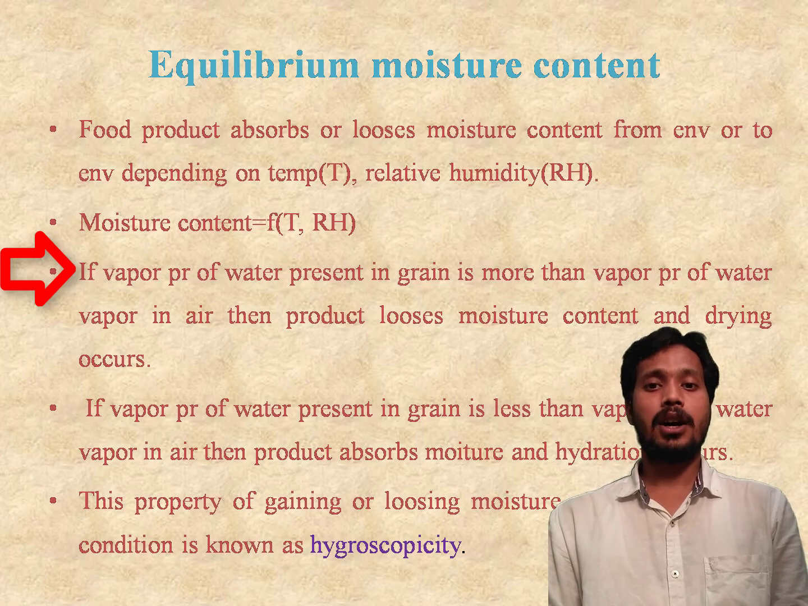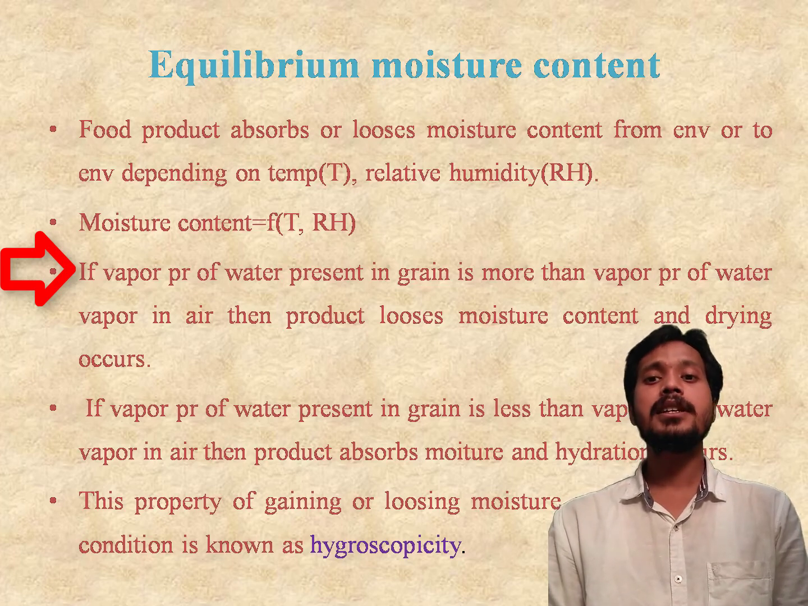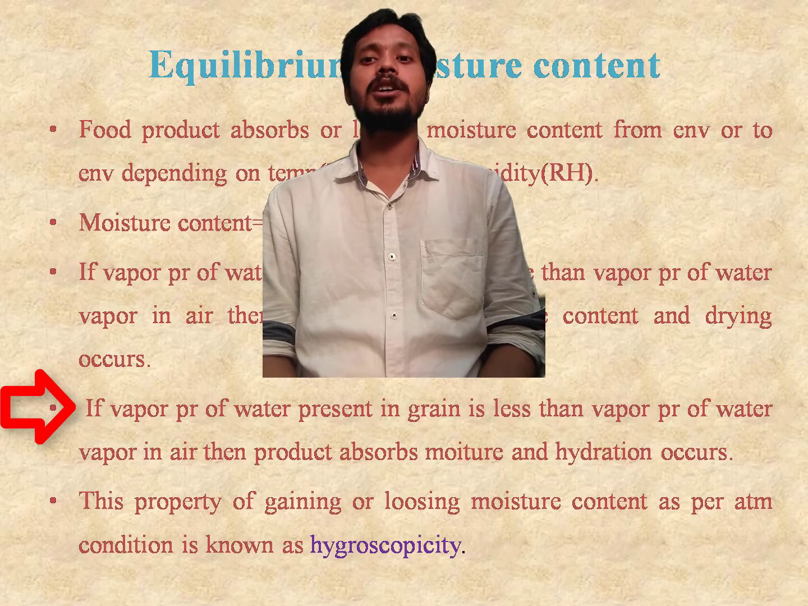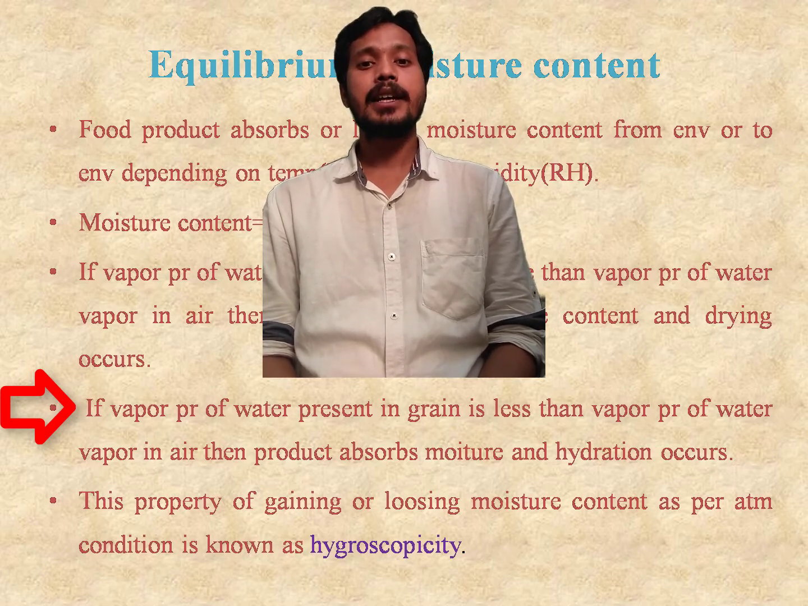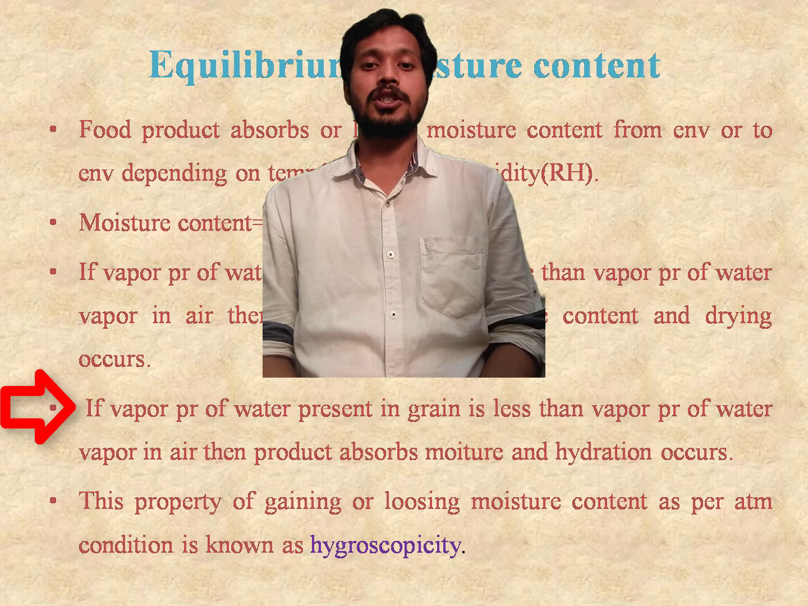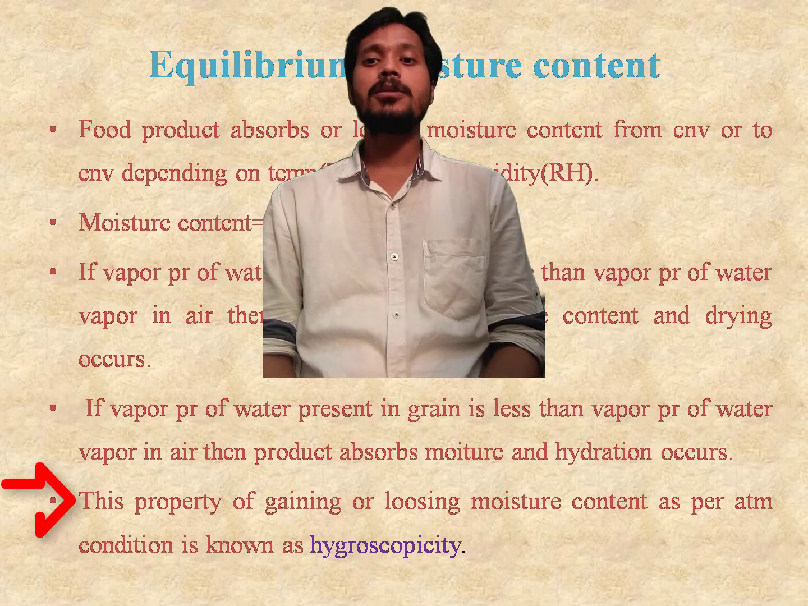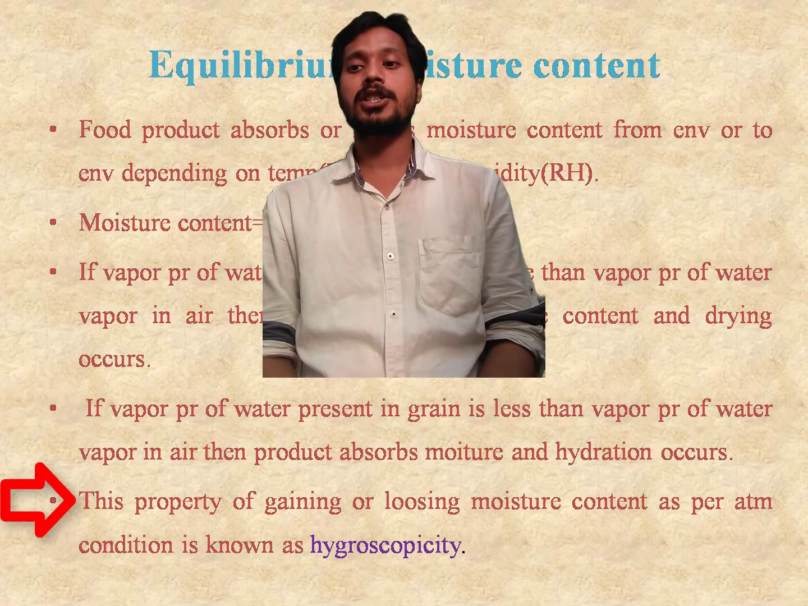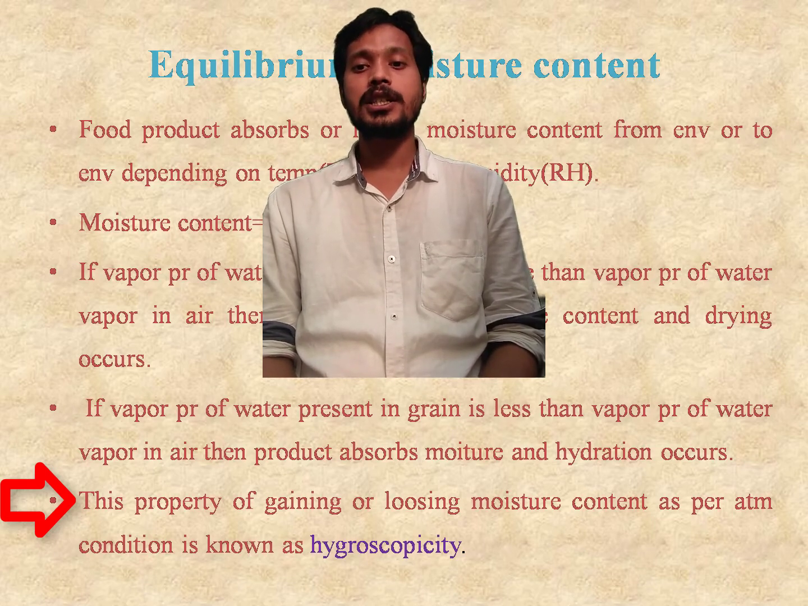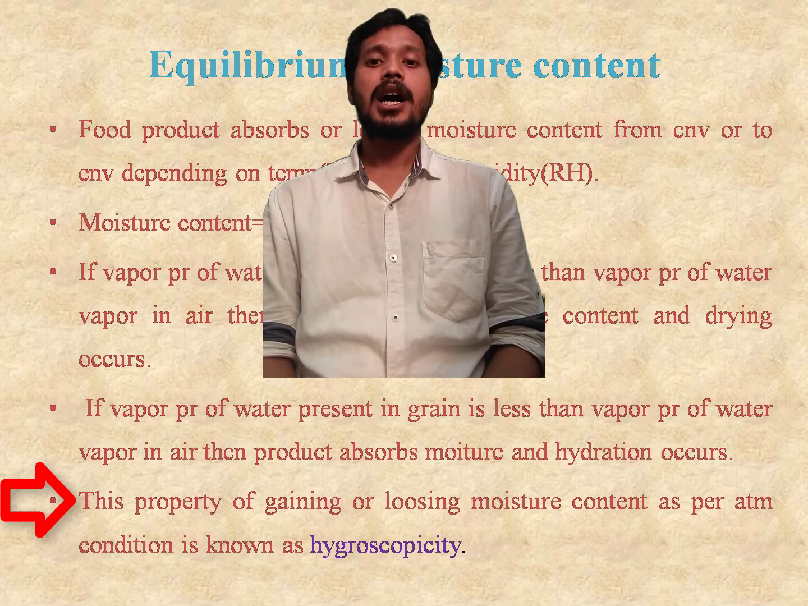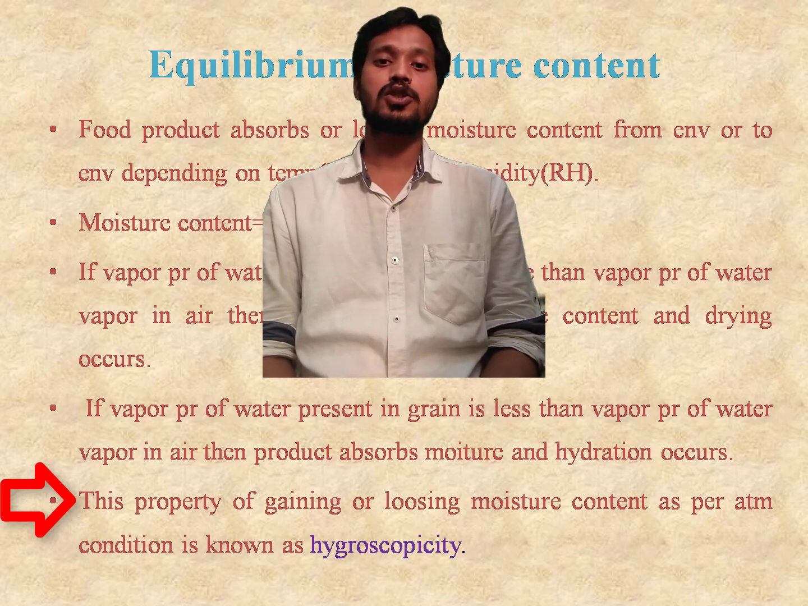So drying occurs. And the same thing, just reversed: if the vapor pressure of water present in grain is less than the vapor pressure of water vapor in air, then the product absorbs moisture, meaning the product is hydrated. The product absorbs moisture and hydration occurs. This property of gaining or losing moisture as per atmospheric condition is called hygroscopicity.